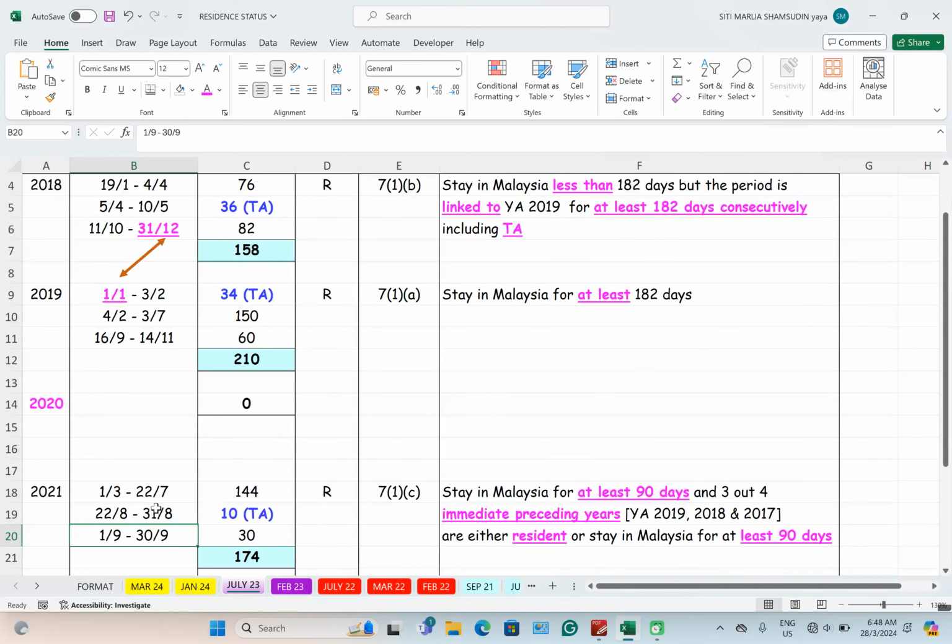Okay. Let's compute. 2021. March 31, April 30, May 31, June 30, July plus 22. Okay, for our TA, you should get 10 days. Next, 1st September until 30th September, 30 days. Okay, total up number of days, guys, without TA. Remember, exclude the TA. Total up, you will get 174.